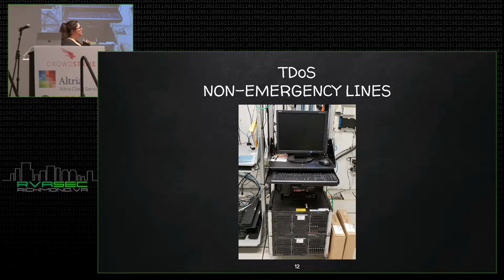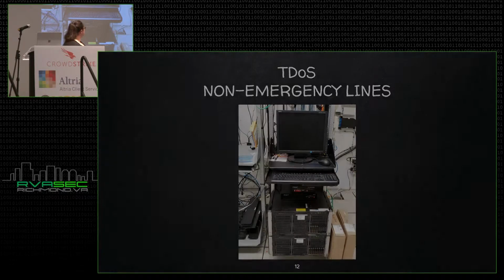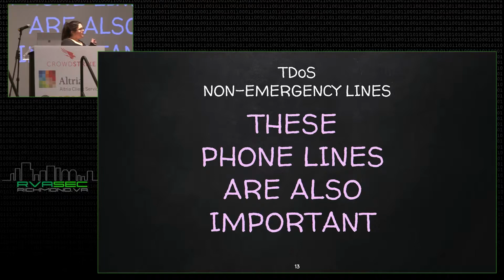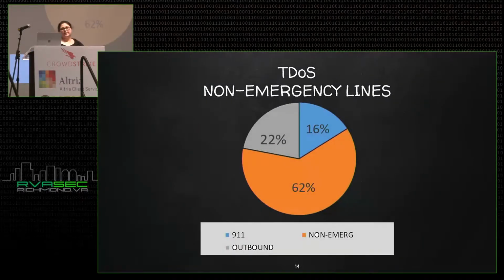So the non-emergency lines, those can also get TDOS'd. Those ones, we have 8 in our center. These are very important too. You would think, oh, 911's pretty important, but so are these. The reason is that 62% of our calls come in on these admin lines, or the non-emergency lines.